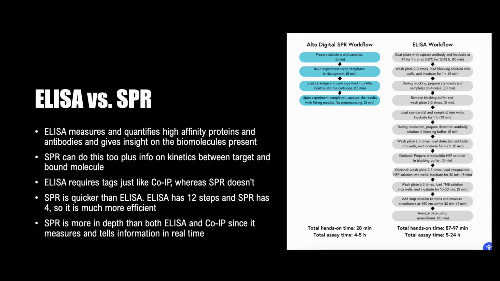Compared to ELISA, another method we discussed, SPR seems to be the better option overall. ELISA can measure and quantify high-affinity proteins but can only give insight into the biomolecules of interest present in the sample, but doesn't offer info on kinetics between the target and bound molecule like SPR can. ELISA also requires tags, whereas SPR does not. SPR is quicker than ELISA because it also has fewer steps, and SPR overall is more in-depth since SPR allows you to observe things in real time, whereas co-immunoprecipitation and ELISA do not allow you to do so.